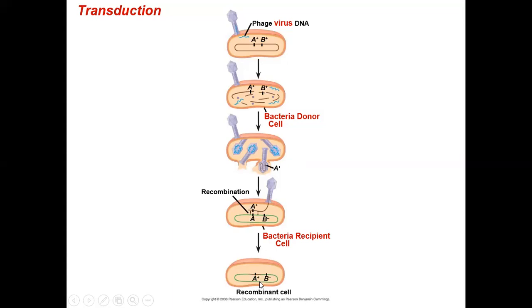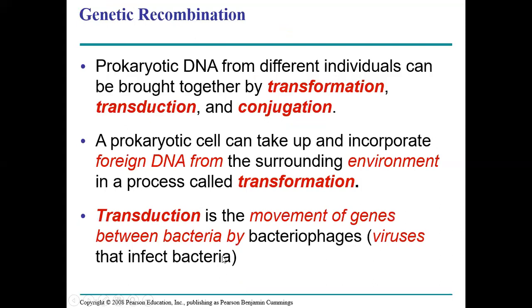So A plus is coming here. This bacterium, which had the genes A negative and B negative, is now converted into A plus and B negative. So one A plus gene from the previous bacterium has reached this bacterium. That process is called transduction. Okay, that is transduction.